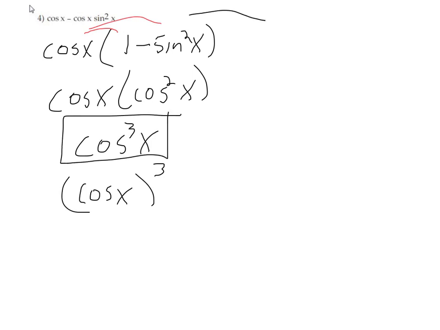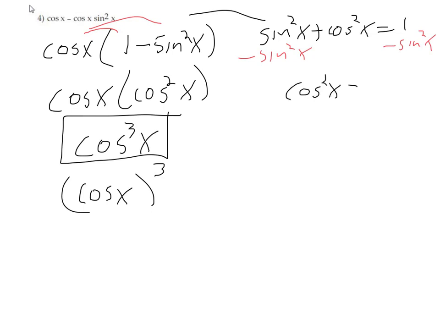Alright, 1 minus sine squared x. If we have sine squared x plus cosine squared x equals 1, and this is the one that I have memorized, if I wanted to get cosine, for example, if I subtract sine squared x, I get cosine squared x equals 1 minus sine squared x. That's the identity we used in this problem. Alright, great.